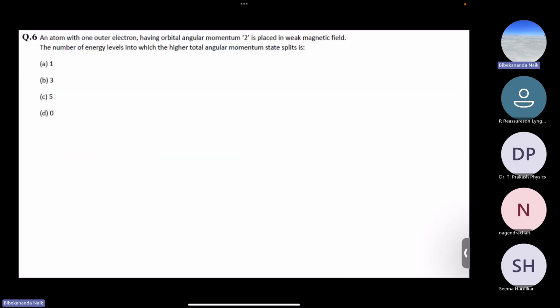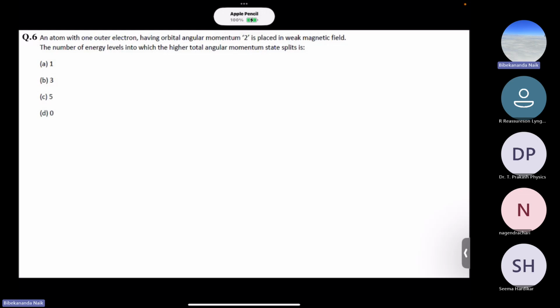Then question number 6: an atom with one outer electron having orbital angular momentum 2 is placed in a weak magnetic field. The number of energy levels into which the higher total angular momentum state splits is what? Option A is 1, option B is 3, option C is 5, and option D is 0.